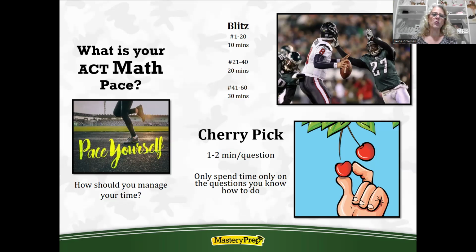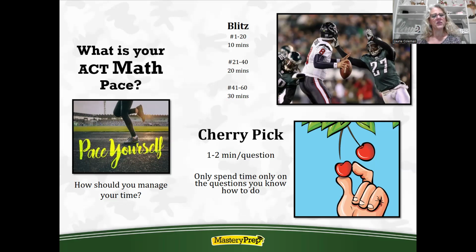So your blitzer will take 10 minutes to answer the first 20 questions, which means they're answering each question at a rate of 30 seconds. The second set of 20 questions, 21 through 40, they'll take a little more time. They'll spend 20 minutes on that section, equaling 2 minutes per question. And then the third tier, the hardest tier, they will spend 3 minutes on each question, giving them a total of 60 minutes to answer 60 questions.